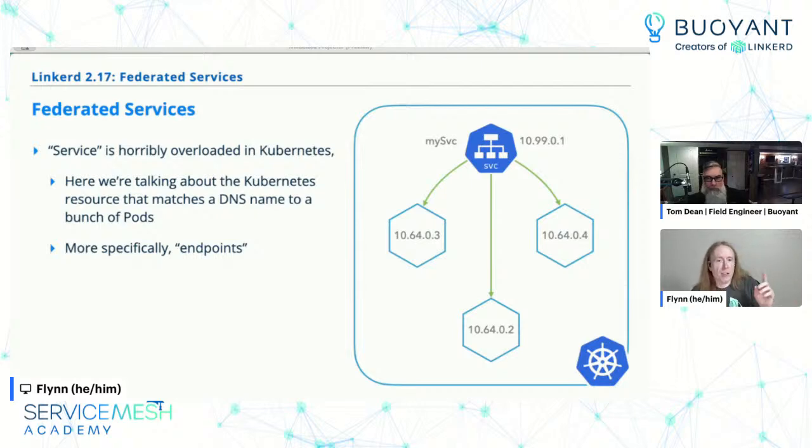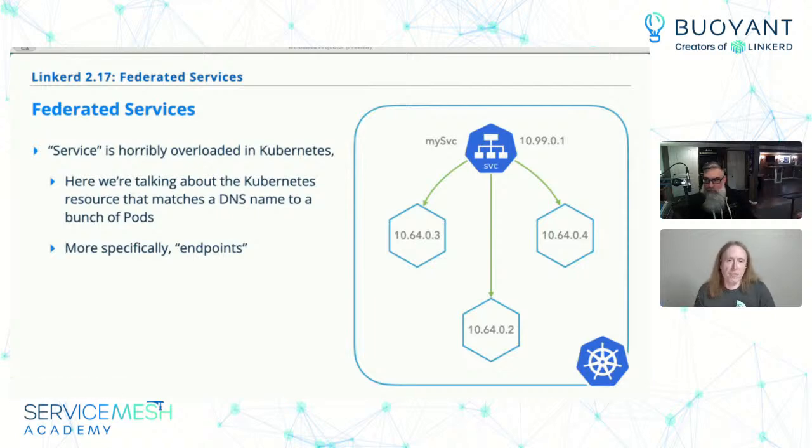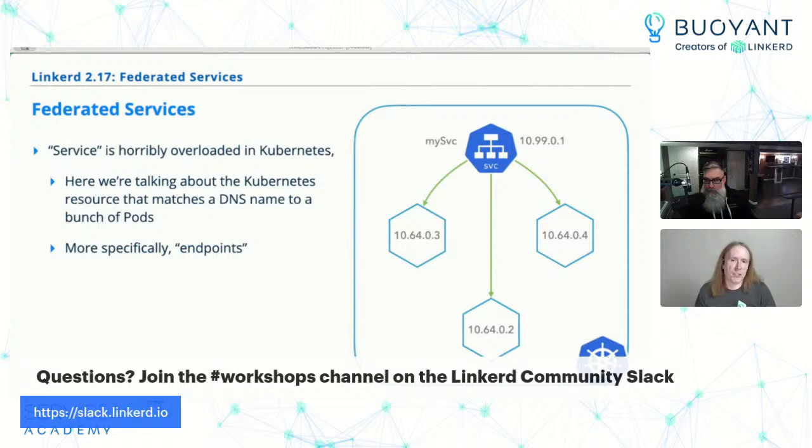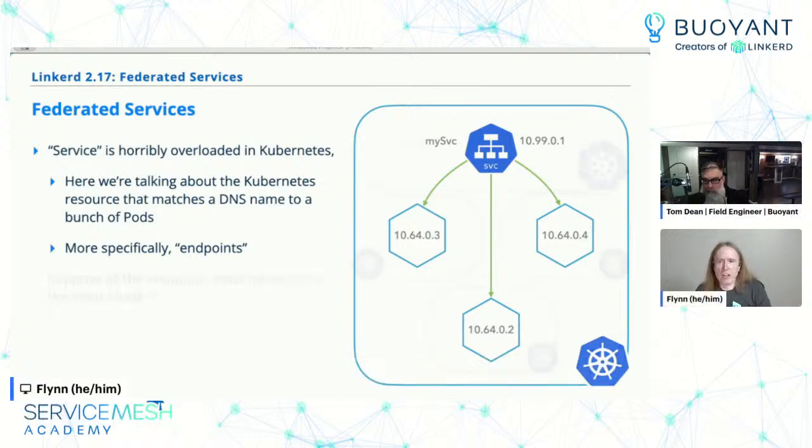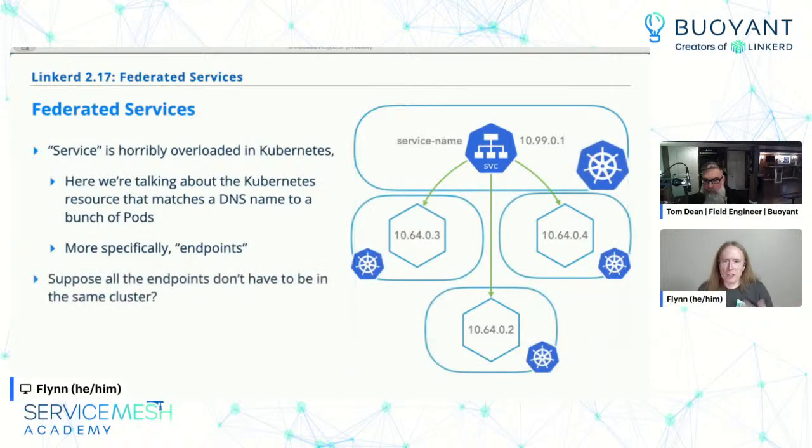So here, though, we're talking about a service. The service has a set of endpoints that belong to that service. If you try to talk to, in this example, 10.99.0.1, the cluster IP of my service, Linkerd will catch that traffic, figure out which of those 10.64 addresses are relevant, and then it will route as appropriate. The question that federated services is asking is, what happens if these endpoints aren't all in the same cluster?